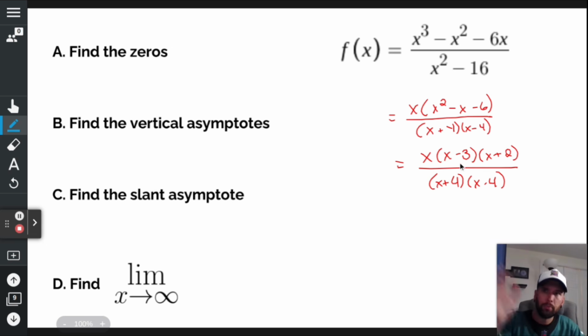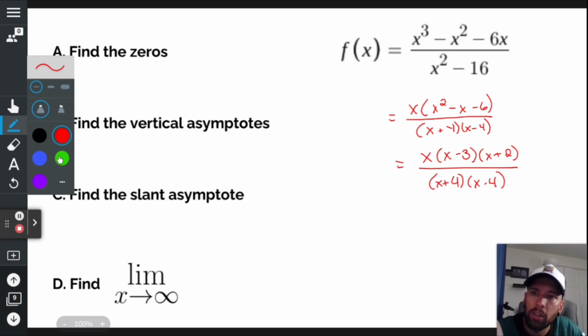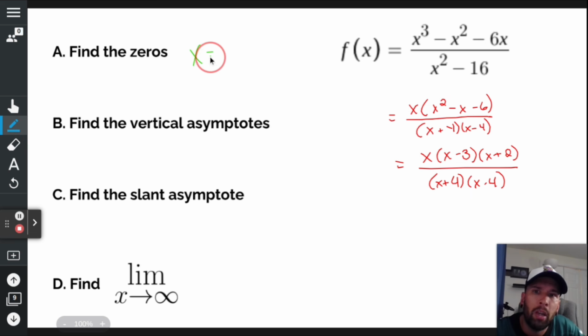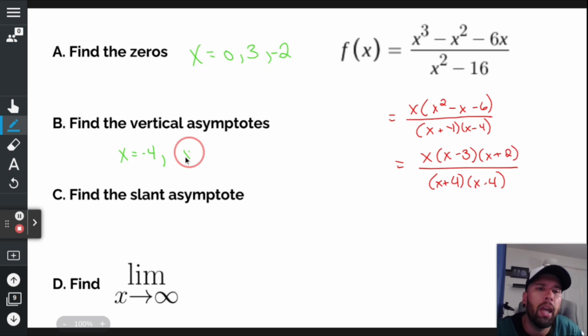All right. Find the zeros. My zeros exist wherever the numerator is set equal to 0. So x is going to equal 0, x minus 3 gives positive 3, x plus 2 gives negative 2. Find the vertical asymptotes. Nothing upstairs and downstairs repeat, so my vertical asymptotes are wherever my denominator is set equal to 0. So x equals negative 4, and also the equation x equals positive 4, because it's the opposite of these numbers in here.